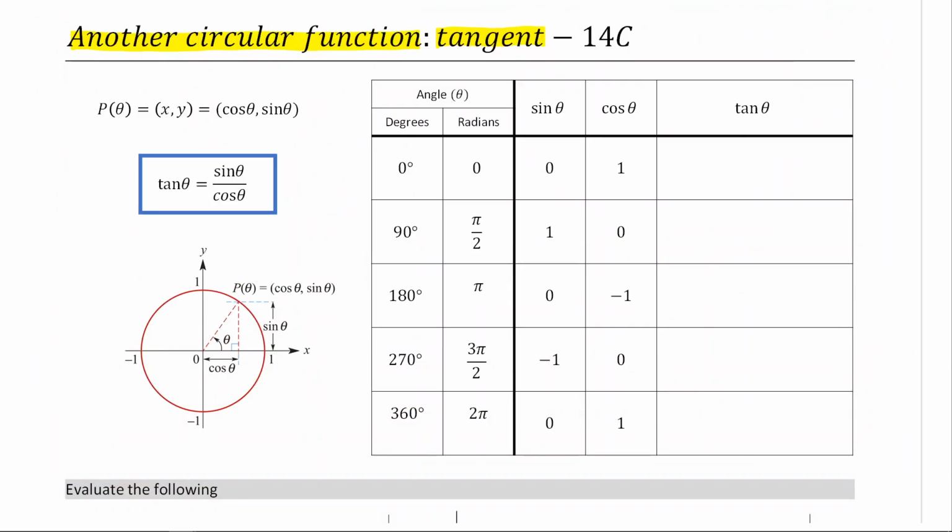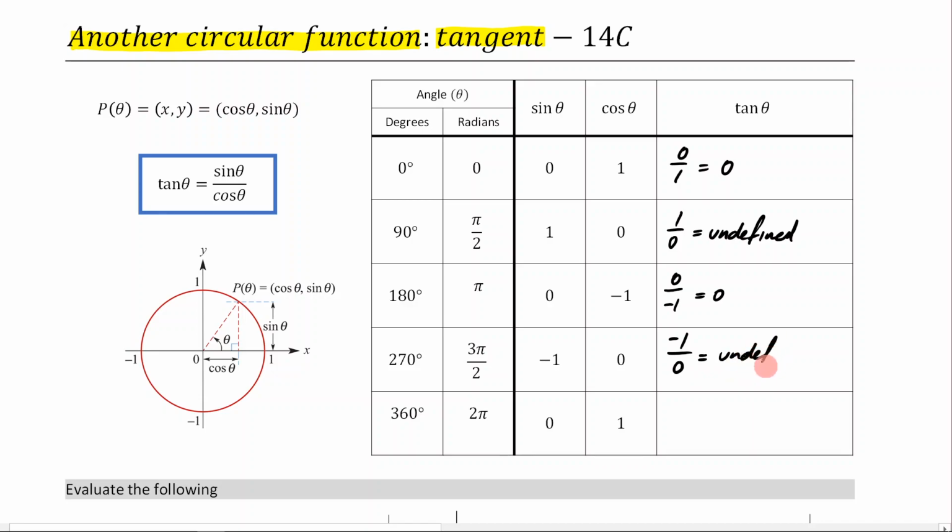Okay, so now having gone through that, hopefully you've filled out this table here. I might just quickly fill it out as well, just so you're 100% sure what you're writing down here. The first thing you're going to do is go, all right, it's this divided by this, 0 over 1 is 0. Then here it's 1 over 0 equals undefined. Then it's going to be 0 over -1, which is 0, then -1 over 0, which is undefined. And then finally, it's going to be 0 over 1, which is 0. Okay, so that's tan. And then you've got your definition there.